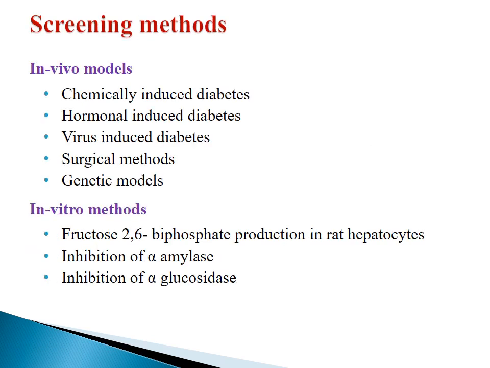Screening methods for antidiabetic drugs are categorized in two types, in vivo models and in vitro methods. In vivo models include chemically induced diabetes, where different chemicals are used as diabetogenic agents, hormonal induced diabetes, virus induced diabetes, surgical methods, that is partial or complete pancreatectomy, and genetic models. In vitro methods include fructose 2,6 bisphosphate production in rat hepatocytes, inhibition of alpha amylase, and inhibition of alpha glucosidase. We will have a discussion now one by one regarding each method.